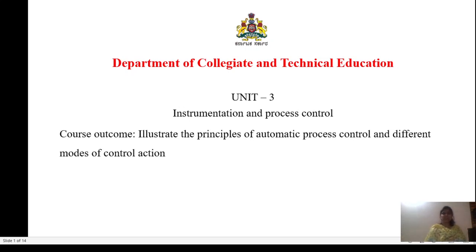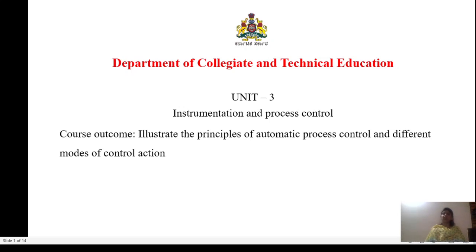Okay, good morning, everyone. In the last sessions of Unit 2 of Instrumentation and Process Control, we have learnt about various measuring instruments, like level measurement, humidity measurement, density measurement, pH measurement, and their principle of working, the construction of it, and the application of the various measuring instruments.